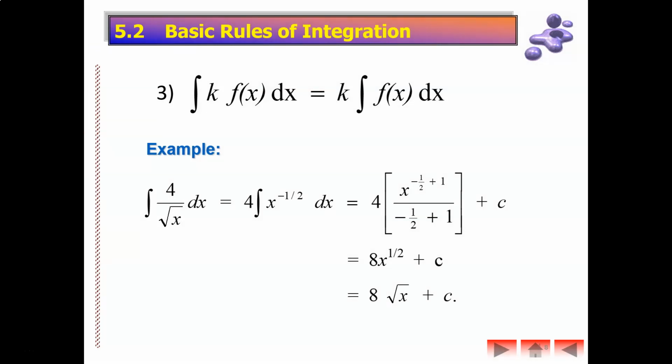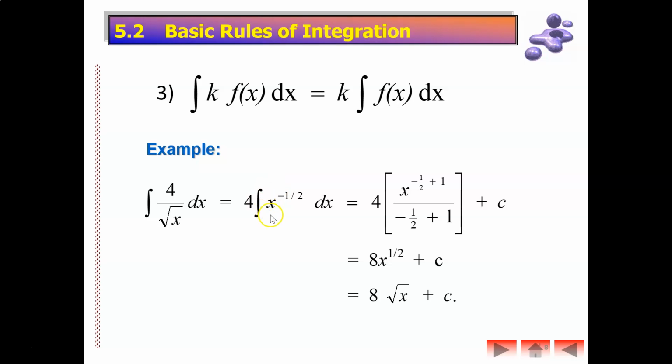Next, the third one: integrate k, a constant, times f(x) dx. So remember, when you have k, a constant, you need to put the constant at the front. So the remaining will be the one with x, so you have the function of x dx. So let's see the example over here. You can see integrate 4 over square root of x dx. So what is the constant over here? The constant will be 4.